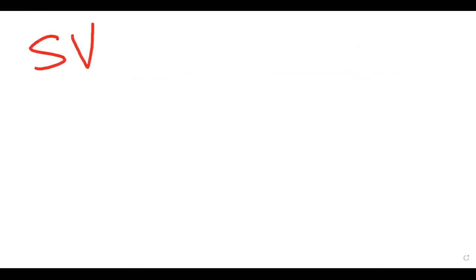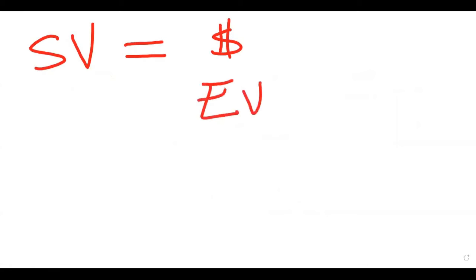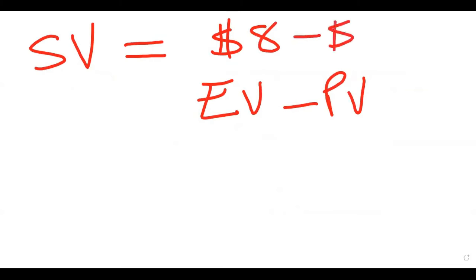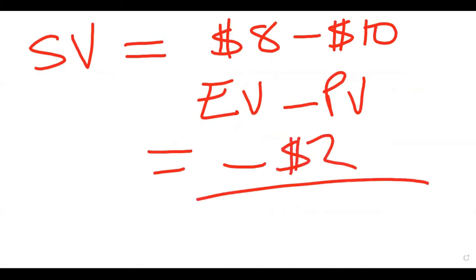As far as the schedule variance, in my example, let's say the earned value was 8 and the planned value was 10. Then in this case, you can see you got a negative, minus $2. That means you are behind schedule, right? That's what that means.